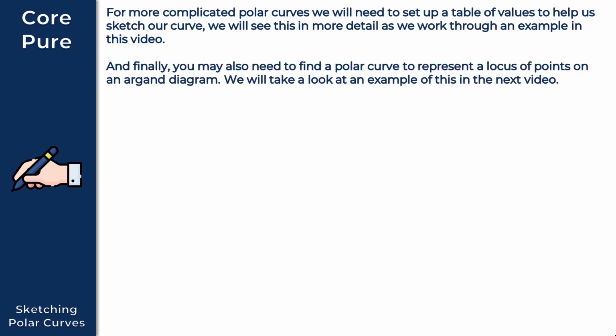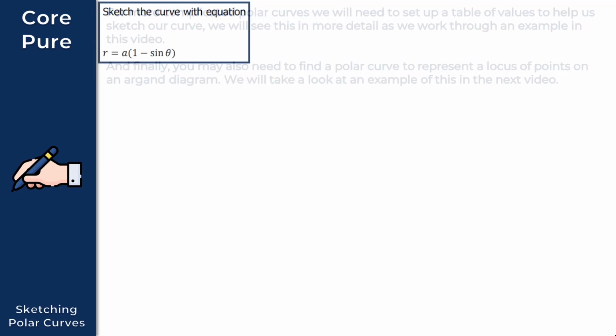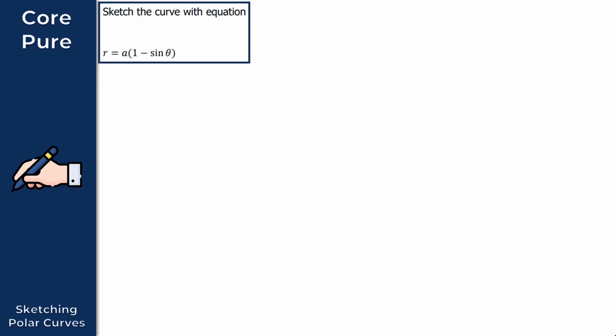And then finally, you may also need to find a polar curve to represent a locus of points on an Argand diagram. And we'll take a look at that in more detail within the next video. So there we have it. That gives everything that we need for sketching polar curves. So let's take a look at one example here.